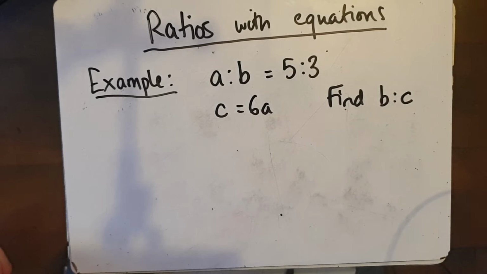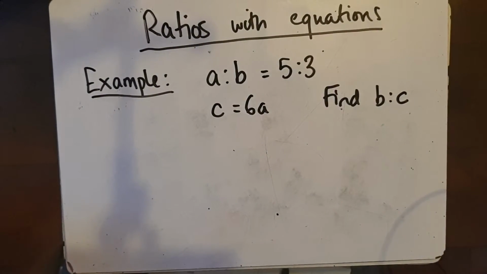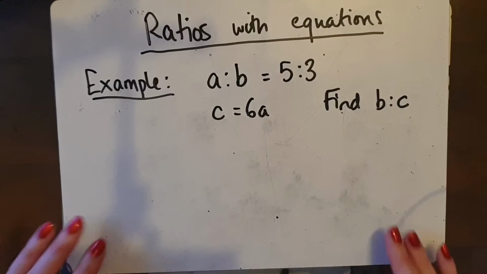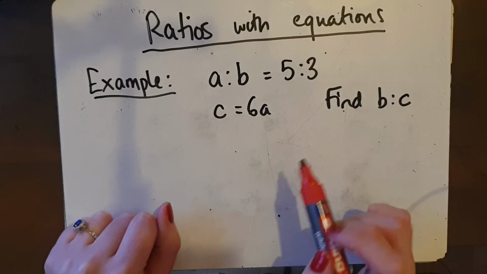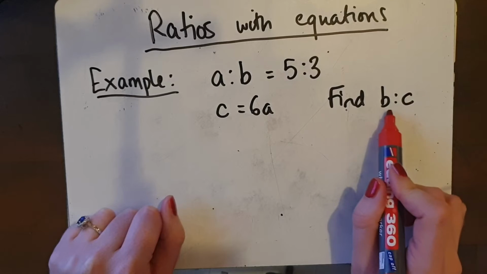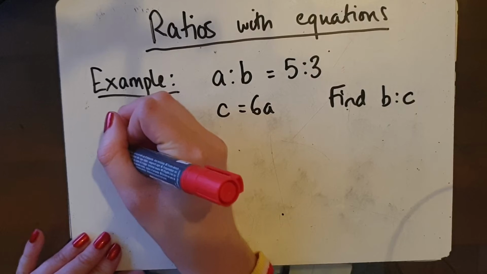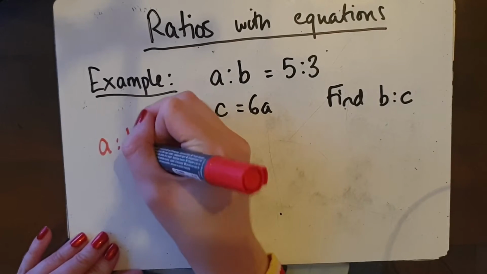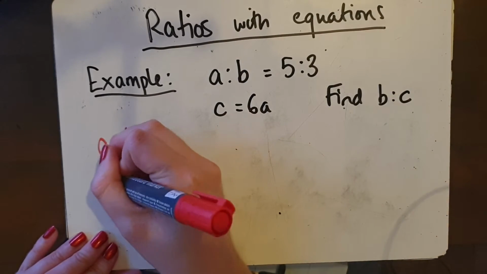So I'm going to write out an example and then I'm going to go through it with you, and I'm going to write one for you to do. So, as if by magic, an example has appeared on the board. So we're doing ratios with equations, and our example is we've got A to B in the ratio 5 to 3, and we've got that C equals 6A. We want to find the ratio B to C. So what I want to do first of all is try and set up a ratio A to B to C. Now we know A to B is 5 to 3.